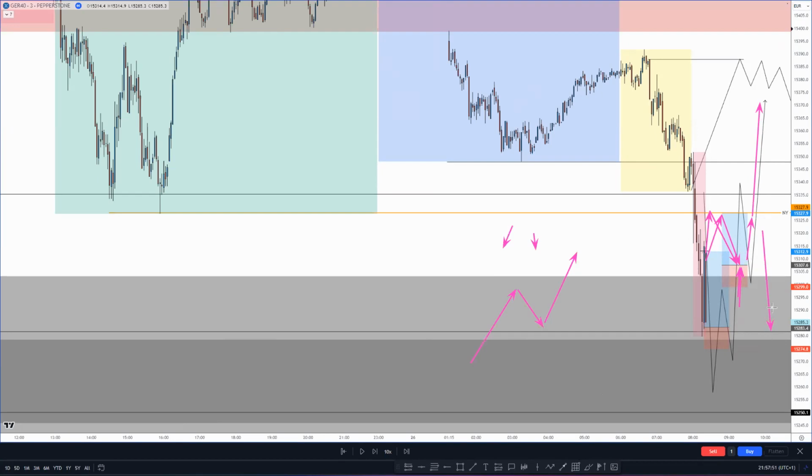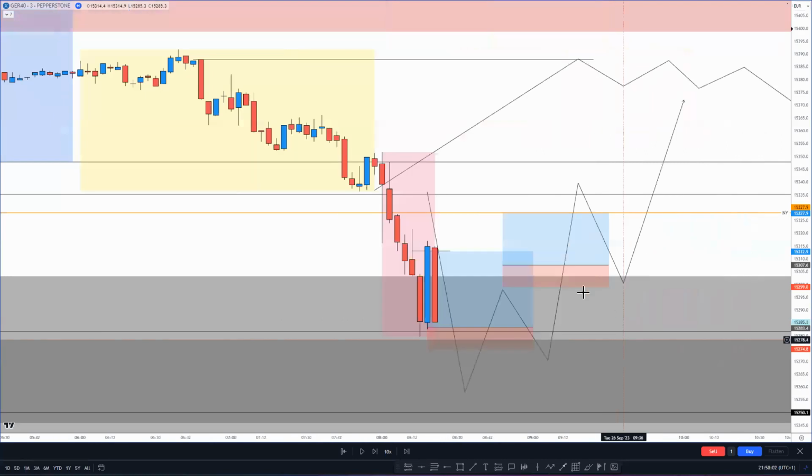Otherwise, you've got to realize you are fighting heavy bearish momentum. So this is just a counter trend scalp. So what you want to do is just get in and out pretty quickly. Take your pips when you can.